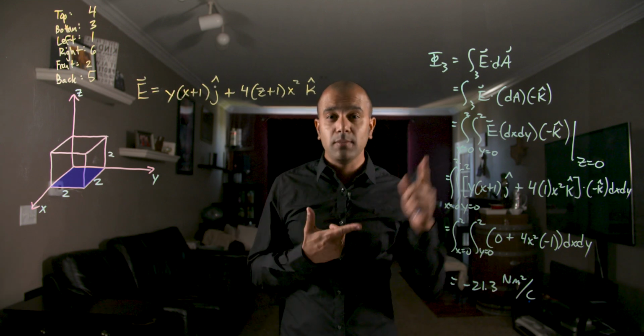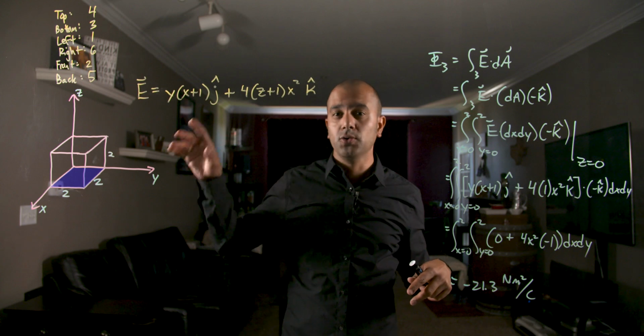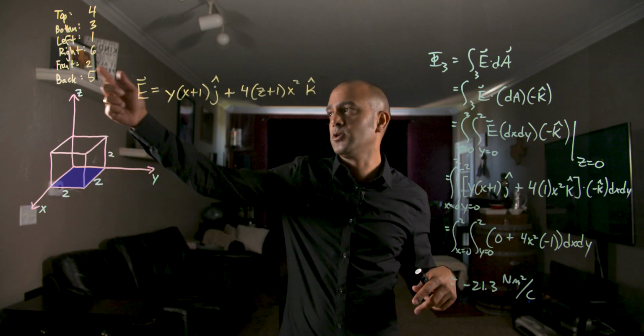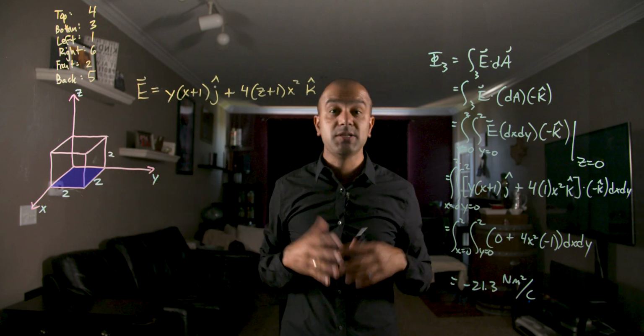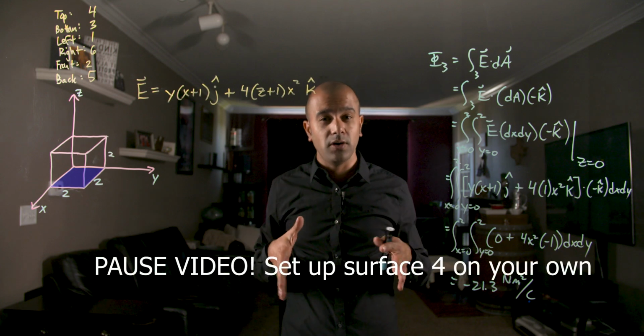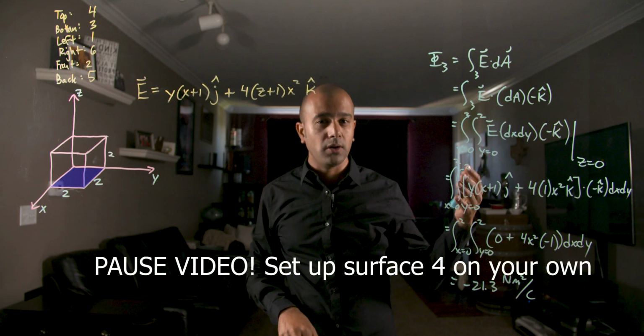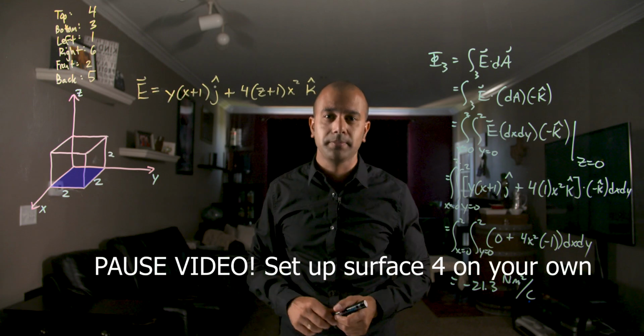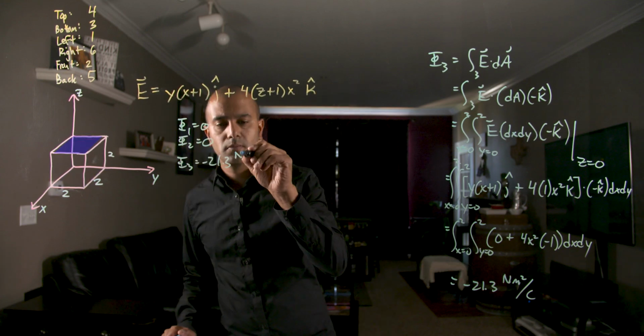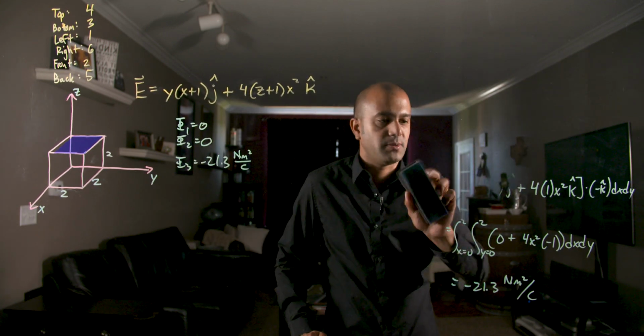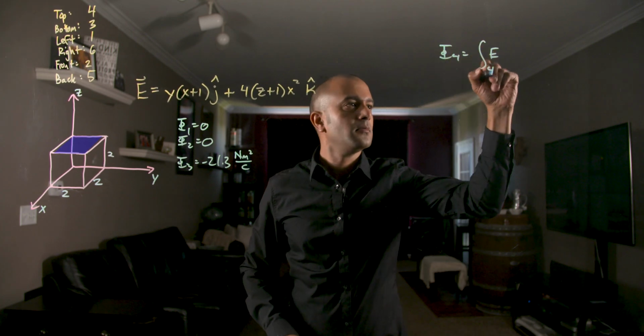So we're going to do the same type of calculation for the other two non-zero flux surfaces, which are phi 4 and phi 6. This would be a good chance for you to pause the video, try setting it up on your own, and then check back with me to make sure you're on the right track. Now we're going to take a look at the fourth surface, which is the top surface, the flux through the top surface.